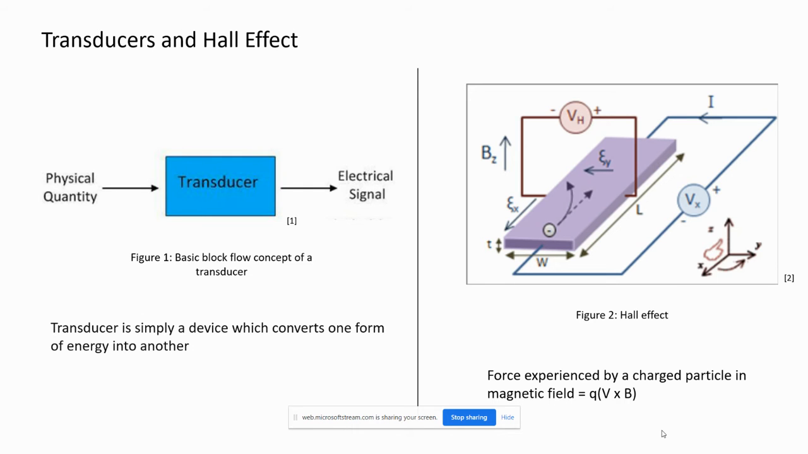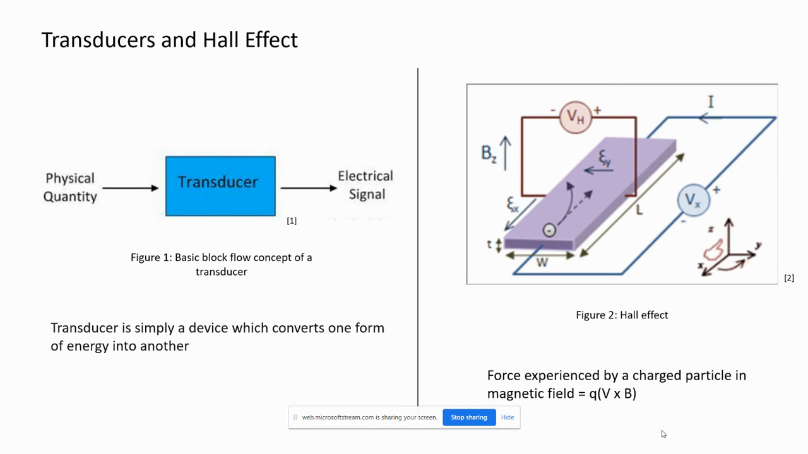So first of all, what are transducers? Transducers are simply devices that convert one form of energy into another form. In our case, it will be magnetic field into electrical signals. Let's look into what the Hall effect is.